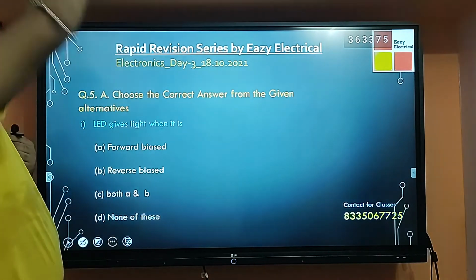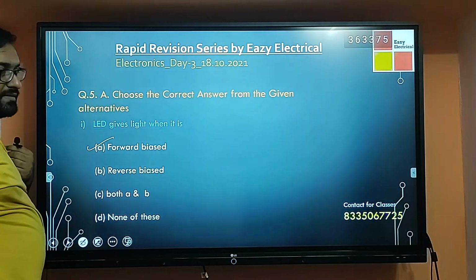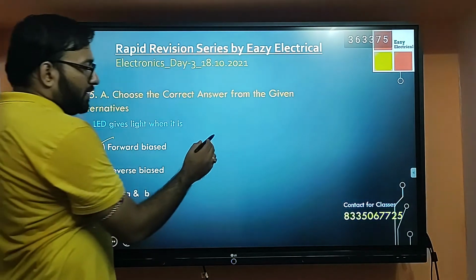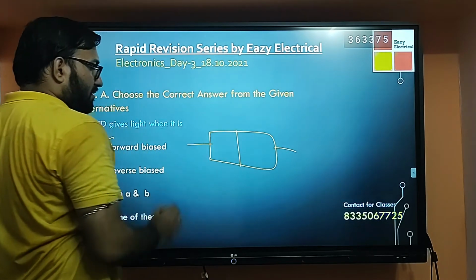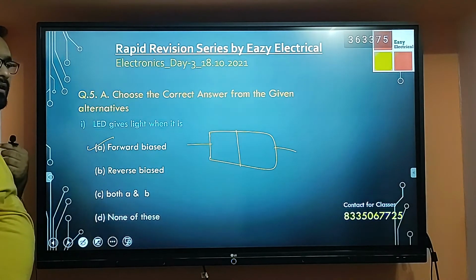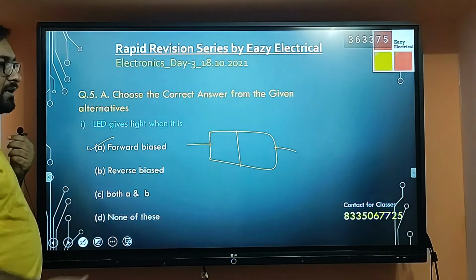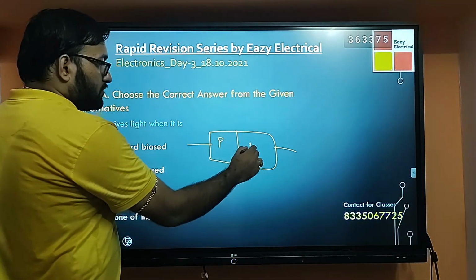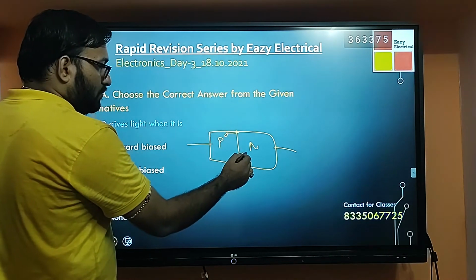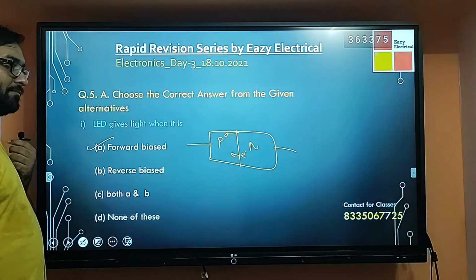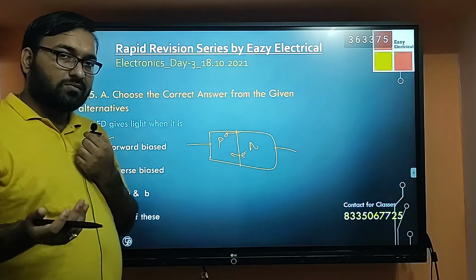Now coming to the next question. LED gives us light when it is forward biased. In an LED we basically use gallium arsenide. In gallium arsenide, whenever you give a supply, the electrons and the holes tend to move toward each other. Holes will move in this direction and electrons will move in this direction. There are also some free electrons.